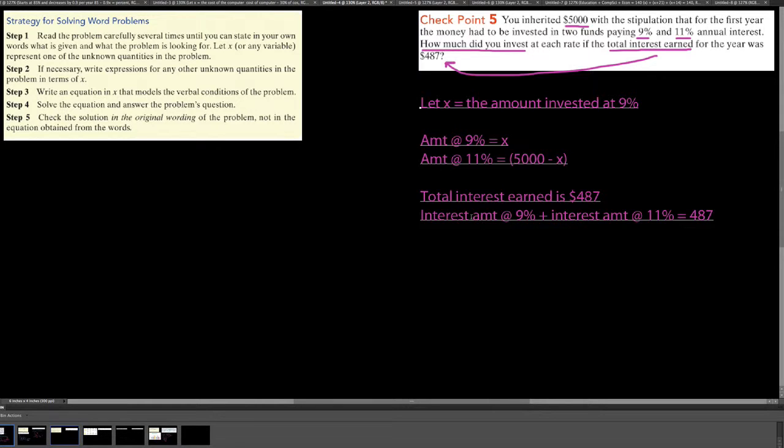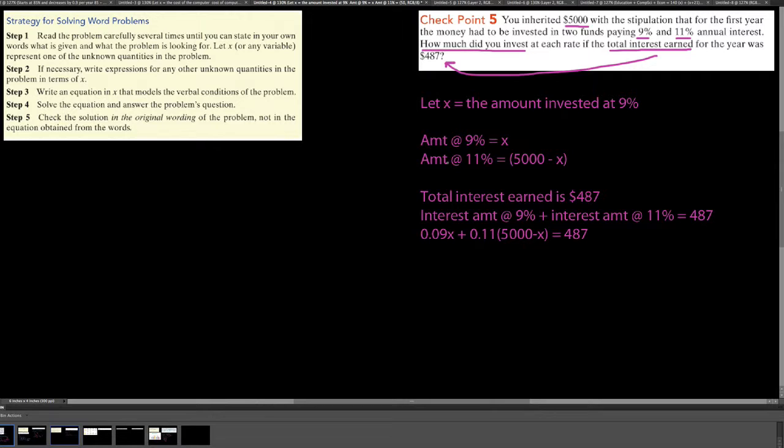So the question is, how do I calculate the interest that I earn at 9%? Well, I need 9% of that number, and we're allowing that number to be represented by x. Remember, to find 9% of a number, you take that number times 0.09. So we say 9% of the amount that I invested at 9%. Then I add that to 11% of what I invested at 11%, which we're representing in terms of x this way. So we say 0.11 of this amount. This comes out to be $487. And so now we finally have our equation in terms of x.